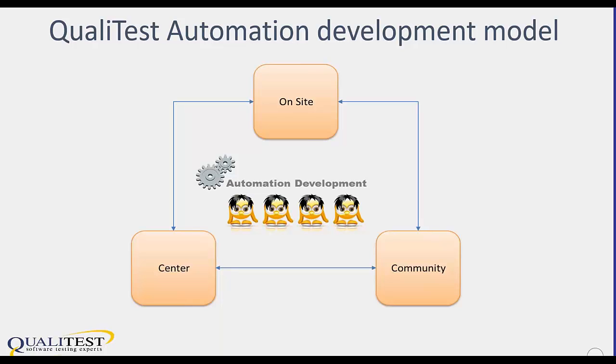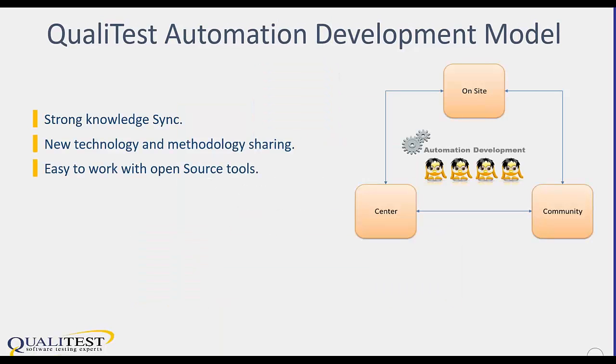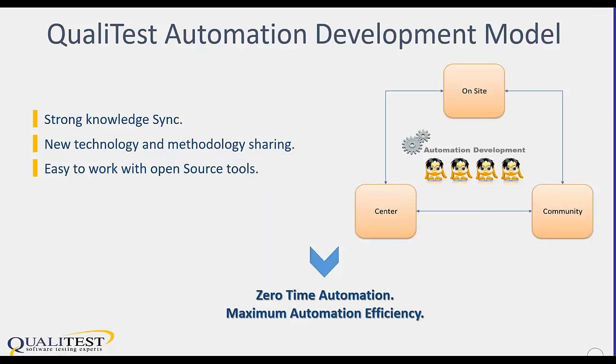So the goal here, and what we have, is strong knowledge from 20 years of existing as quality testers. We have new technology and methodology sharing that we can do from the community or into the community. In that way, we're increasing our knowledge, and it's easy to use with open source tools. So in this way, we have a zero-time automation goal with maximum efficiency of the automation.